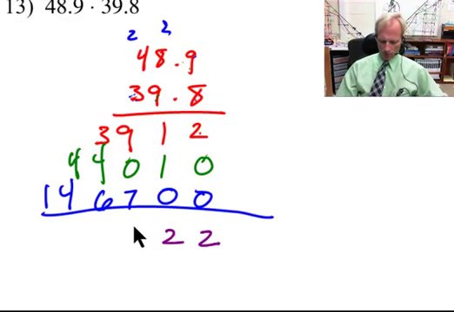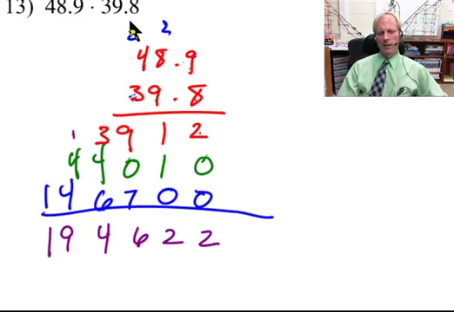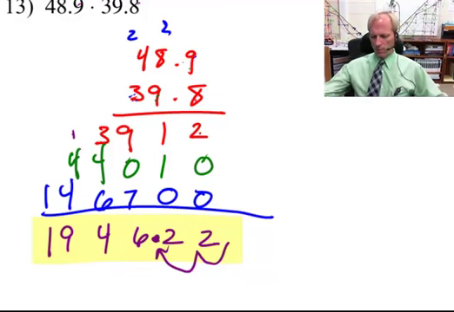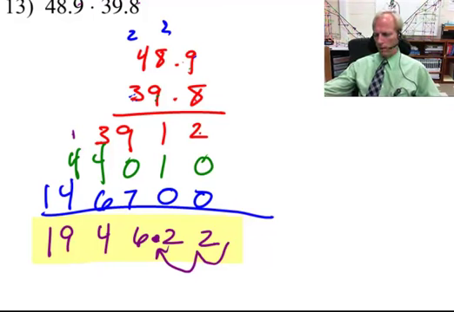Then I add downward, and I get 2, 2, 16, 14, 9, and 1. And now lastly, I count how many digits I had past the decimal point in my problem. I had 1, 2, and I move the decimal that many places to the left. So my solution is 1946.22. And the last word in tonight's sentence is the word own.